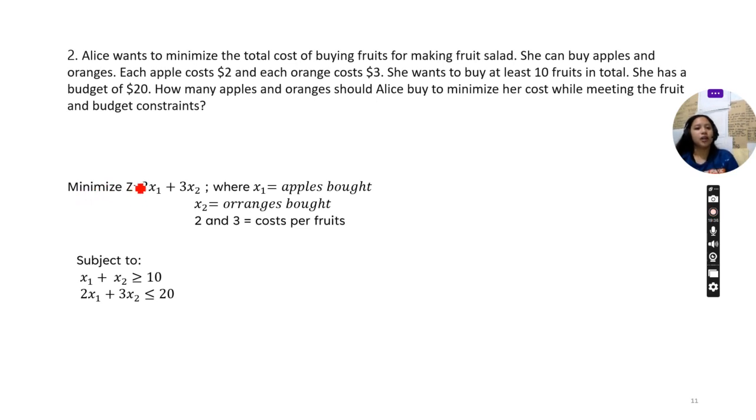So to minimize, we have z equal to 2x1 plus 3x2, where x1 is the apples bought and x2 is the oranges bought, and 2 and 3 are the cost per fruit, subject to x1 plus x2 greater than or equal to 10, and 2x1 plus 3x2 less than or equal to 20.